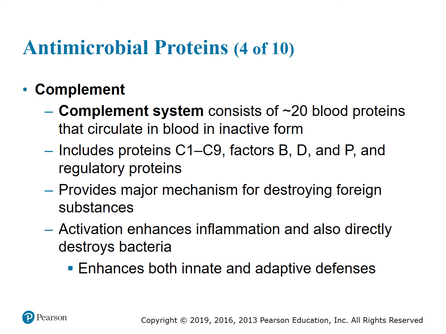Complement is another example of antimicrobial proteins. The complement system consists of about 20 blood proteins that circulate in blood in inactive form. It includes proteins C1 to C9 and factors B, D, and P, and regulatory proteins. It provides the major mechanism for destroying foreign substances. Activation enhances inflammation and also directly destroys bacteria. It enhances both innate and adaptive defenses.